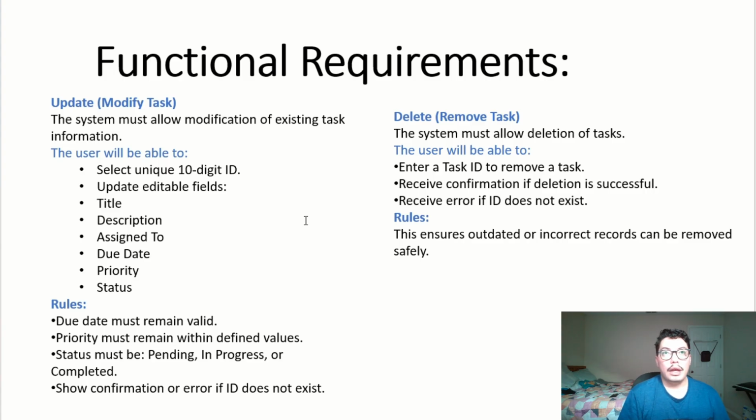So some of the rules that I have here is that the due date should remain valid. It should show us a confirmation pop up saying that the task exists or not, and the status always should have this kind of stage, which is pending, in progress, or completed. And also for the part of delete or remove task, some rules that I have is that I have to give them a confirmation message to ensure that the user is sure to delete their task.